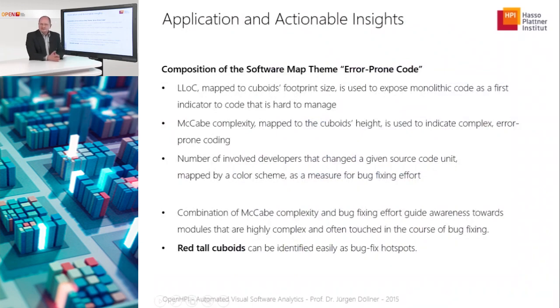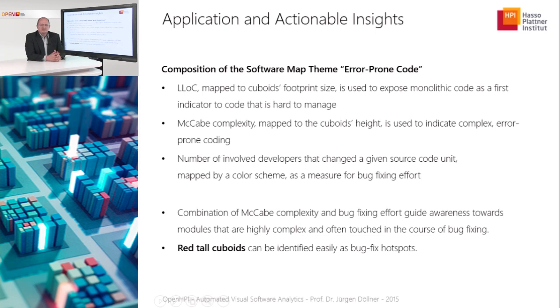More formally, the composition of the software map theme error-prone code uses logical lines of code mapped to the cuboid's footprint size, used to expose monolithic code as a first indicator of code that is hard to manage. McCabe complexity, mapped to the cuboid's height, is used to indicate complex, error-prone coding due to the cyclomatic or control flow complexity. The number of involved developers that change a given source code unit within a given time frame, mapped to a color scheme, is used as a measure for bug fixing effort in general.